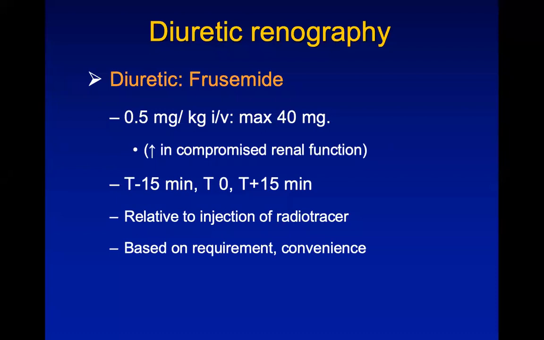Now, what happens in a child, if you attempt the same thing, then at the 10-minute time interval, when you inject the furosemide, that second IV injection, the child is likely to start squirming around and moving, which will cause movement artifacts and ruin your study. So what we do in children is we usually administer the furosemide at T0.